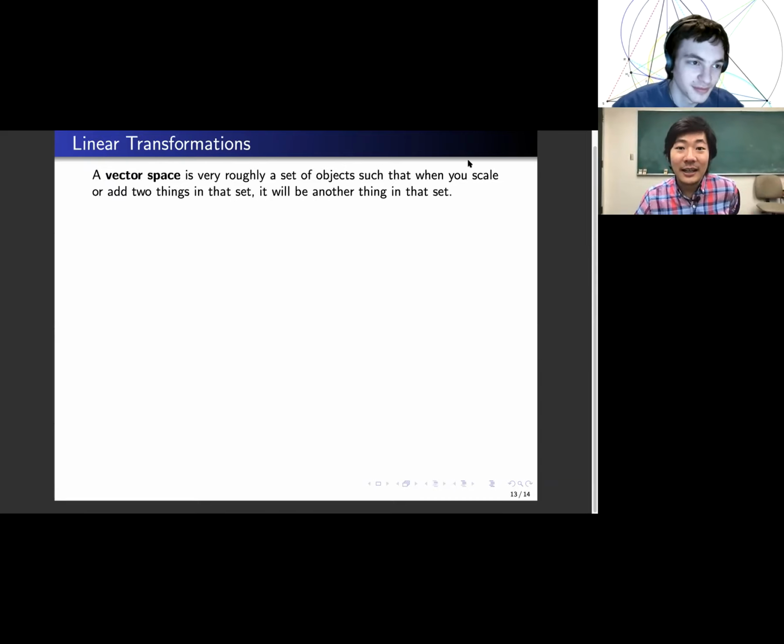And now in the last few minutes, let me say a little bit more. So another thing that linear algebra studies is vector spaces. And very roughly, it's a set of objects that when you scale or add two things in the set, it stays in that set.